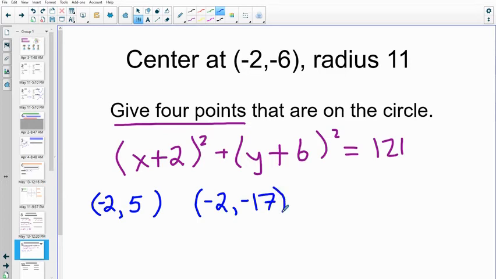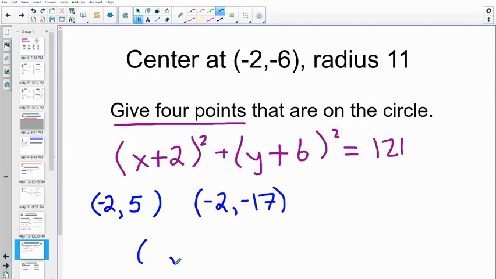And by the way, if I'm not sure if this is right and want to verify, I could plug these numbers into this equation. And if I plug in (-2, 5), well, why not? Let's plug it in. -2 plus 2 is 0. Nice. 5 plus 6 is 11. 0 squared plus 11 squared is 121. Sure, 121 is 11 squared, so it works. But that's only 2 points so far. Let's move on and take a look at some other points.